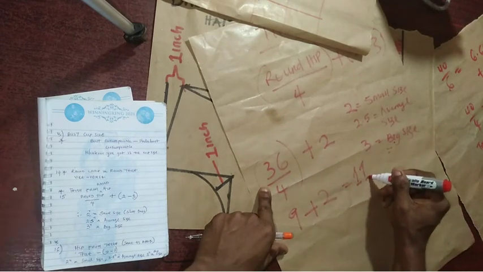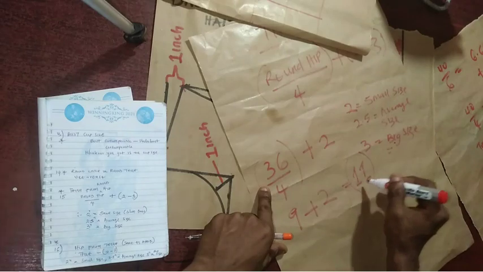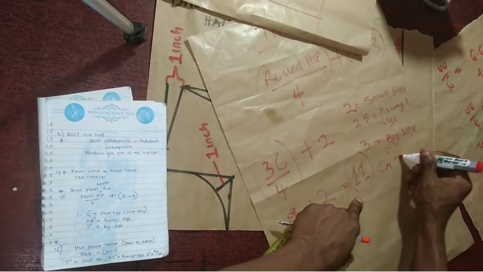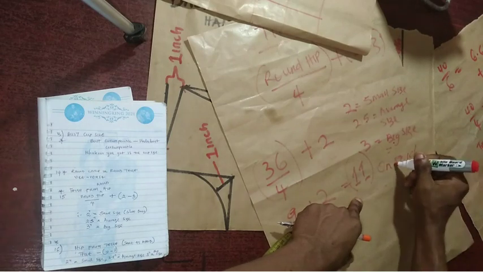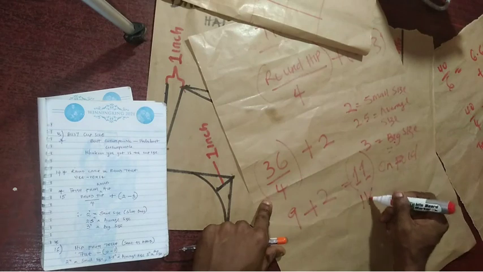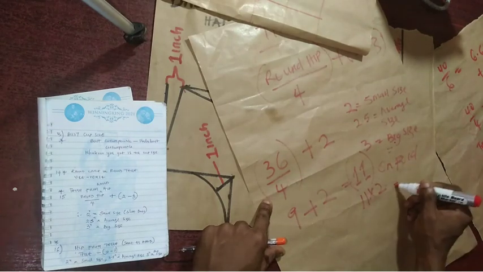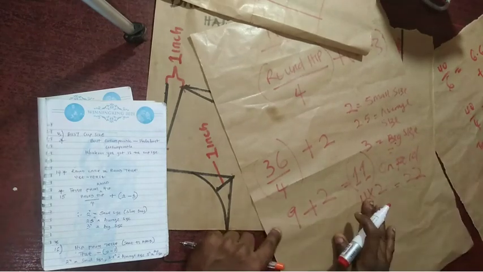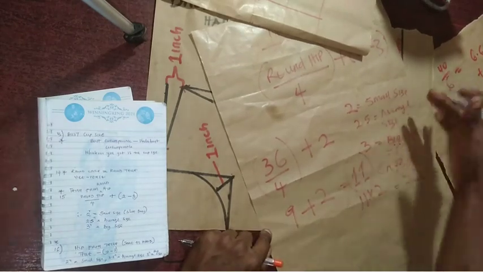So in this case, it means that the person's thigh is 11. Now, I want you to know that this 11 is still unfolded. When you expand it, to get the full circumference of the person, it is 11 times 2, which will give you 22. It means that the person's thigh is 22 inches.